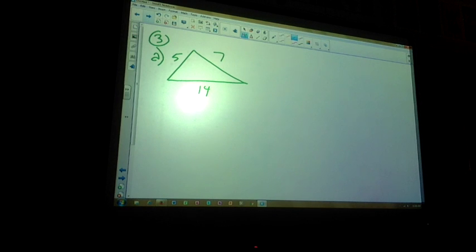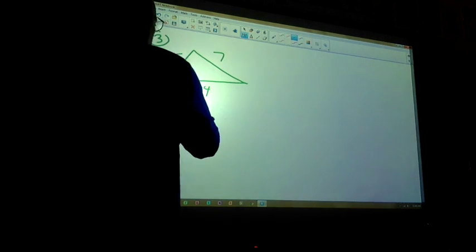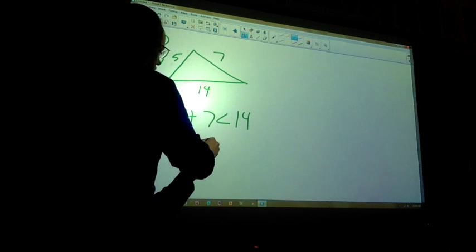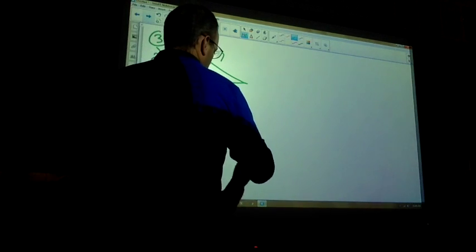Why can this triangle not take place? Okay, because the two sides 5 plus 7 that is 12 added up together won't equal 14. Yes. The triangle sides must be added together. 5 plus 7 is less than 14. Therefore, the triangle does not exist.